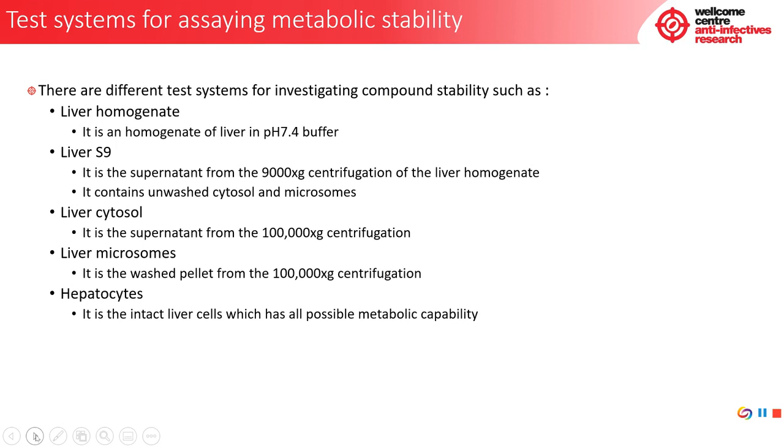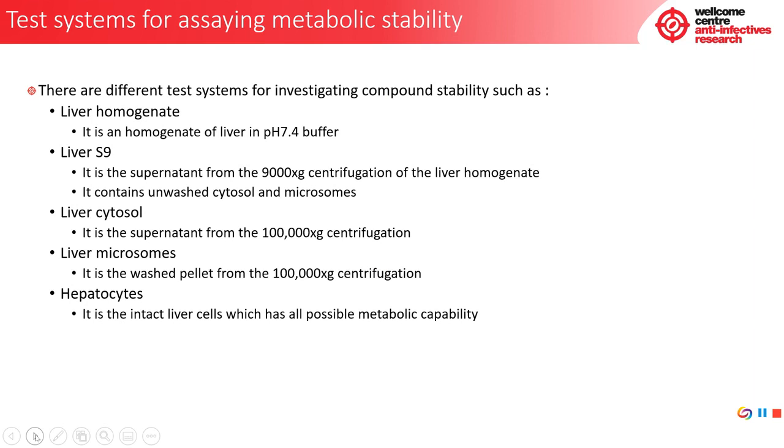Test systems for assaying metabolic stability. There are different test systems for investigating compound stability, such as liver homogenate, which is just a homogenate of liver in pH 7.4 buffer. There's liver S9, which is a supernatant from the 9,000 times g centrifugation of the liver homogenate. This contains the unwashed cytosol and microsomes and can be useful in situations where there is no access to an ultracentrifuge in the lab.